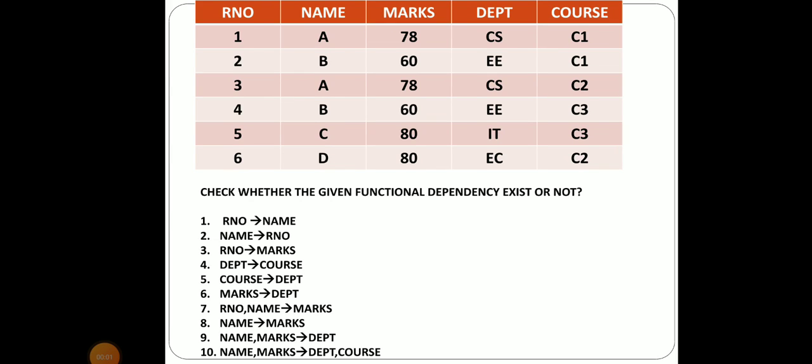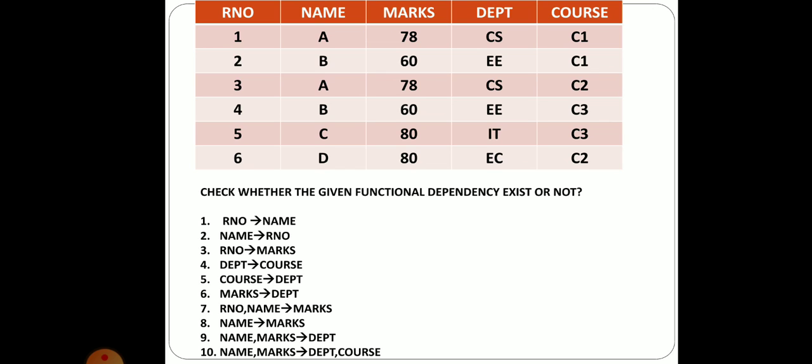Hello everyone. Today I am going to discuss an example of functional dependency. Here some relationships are given and we have to check whether these relationships exist or not. Means these relationships are true or not. Or you can say these functional dependencies exist or not.